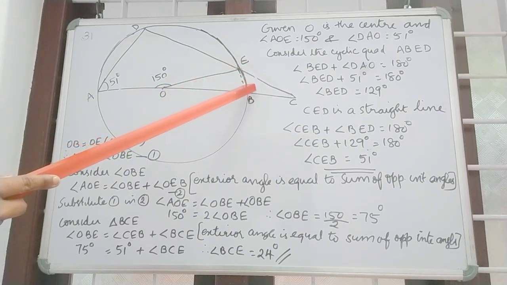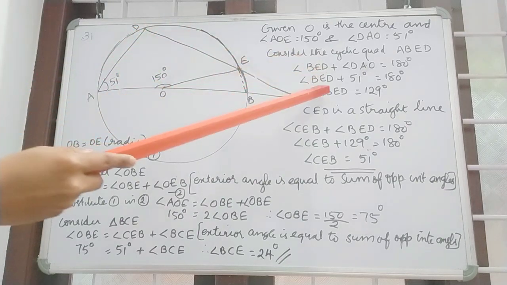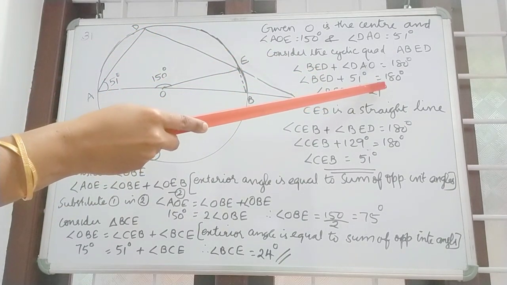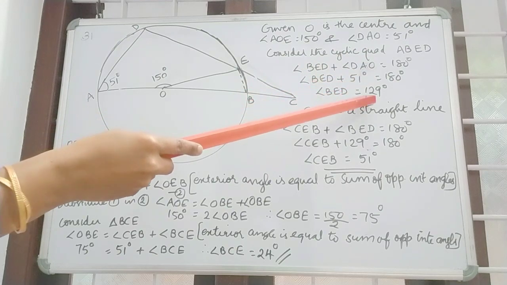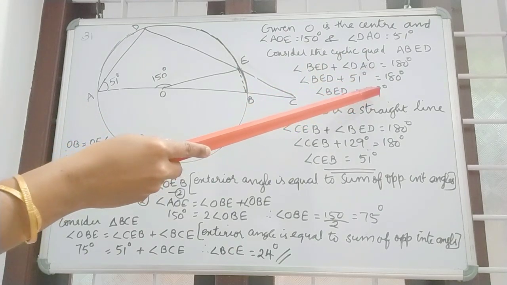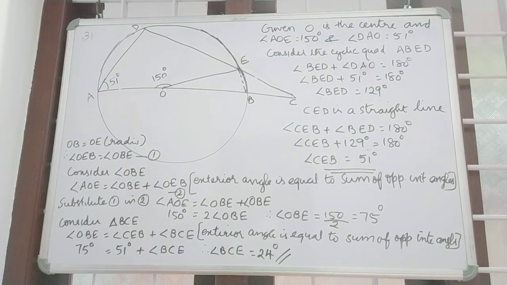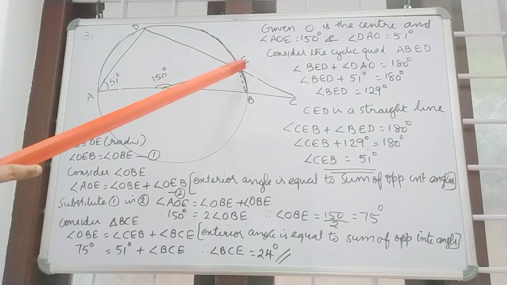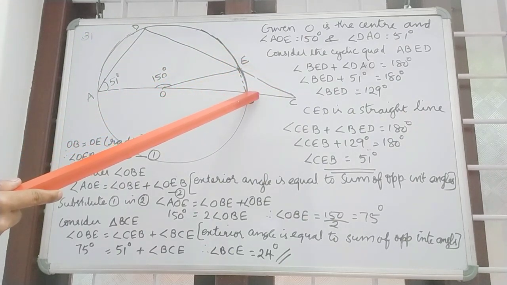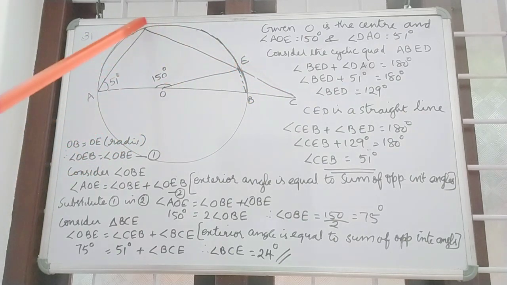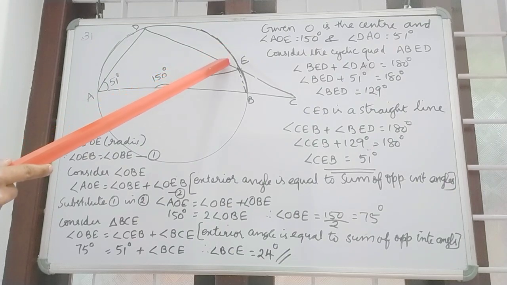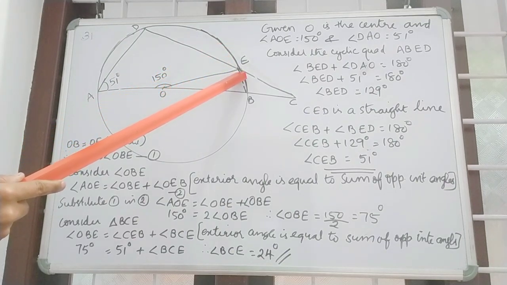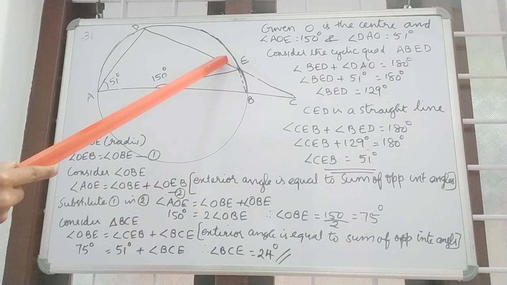So what about angle BED? BED will be 180 minus 51. So that is 129 degree. Then look at the figure. CED is a straight line. Now we have BED, we got it as 129. Since it is a straight line, this whole angle will be 180 degree.